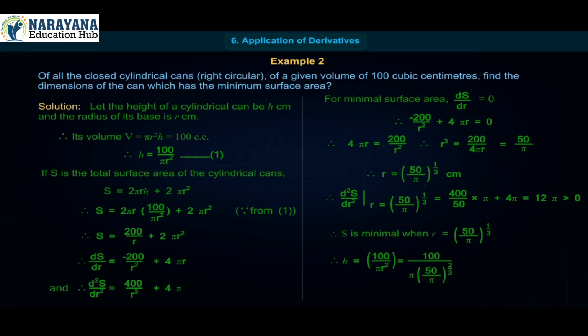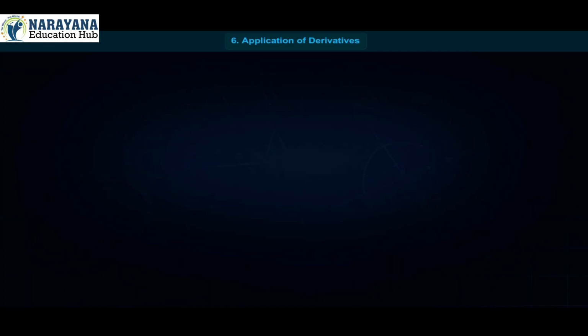H is equal to 100 upon πR², which is 100 upon π into (50 upon π) raised to 2 by 3, which is equal to 2 into (50 upon π)^(1/3) centimeter. Therefore, radius R is equal to (50 upon π)^(1/3) and height h is equal to 2 into (50 upon π)^(1/3) centimeter.